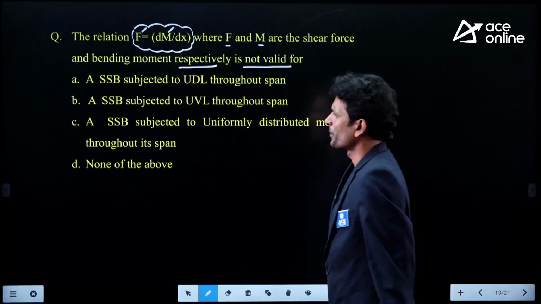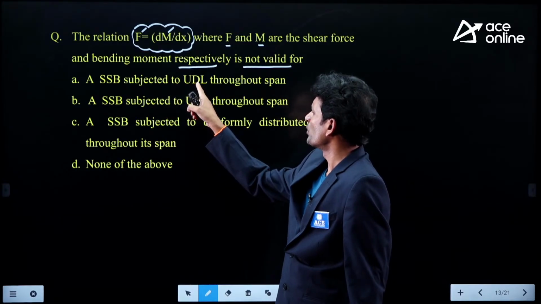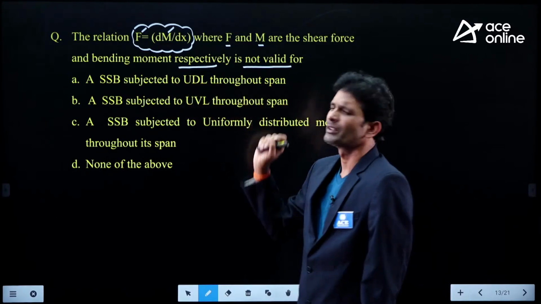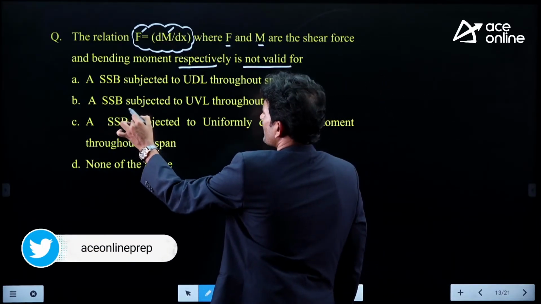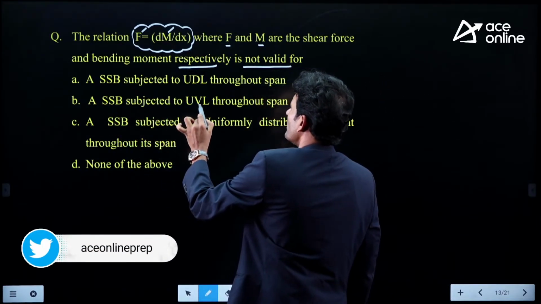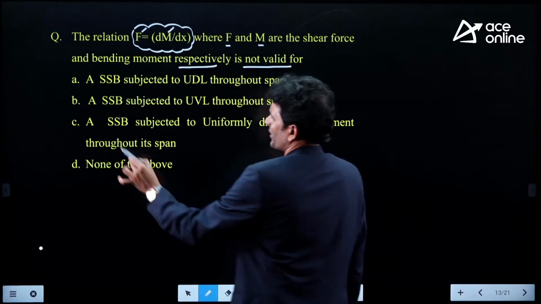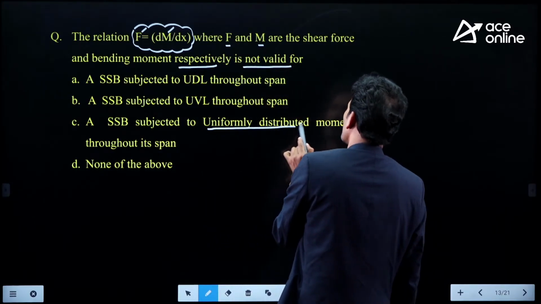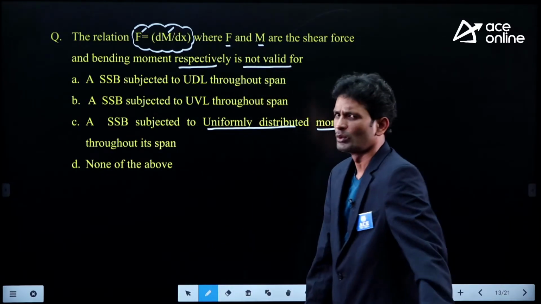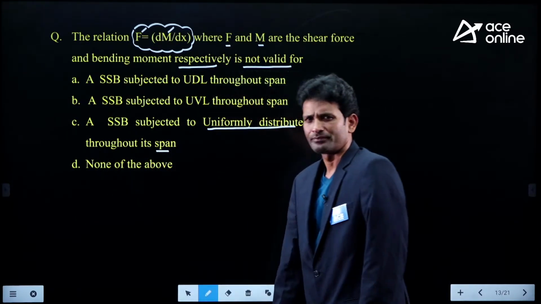See the options. Option A, a simply supported beam subjected to a uniformly distributed load throughout the span of the beam. Option B, a simply supported beam subjected to a uniformly varying load throughout the span of the beam. Option C, a simply supported beam subjected to uniformly distributed moment throughout its span. And option D, none of the above.